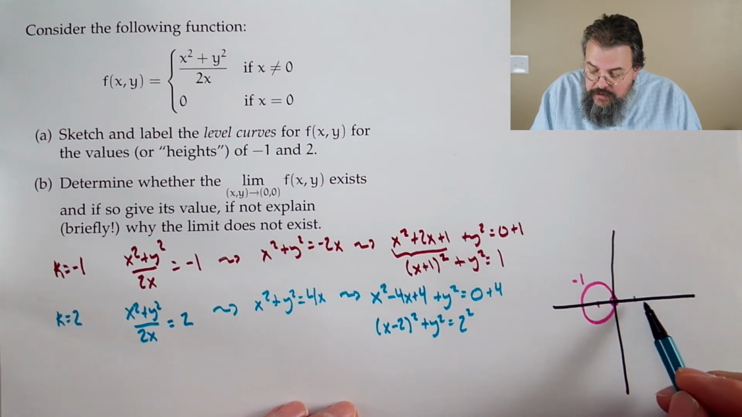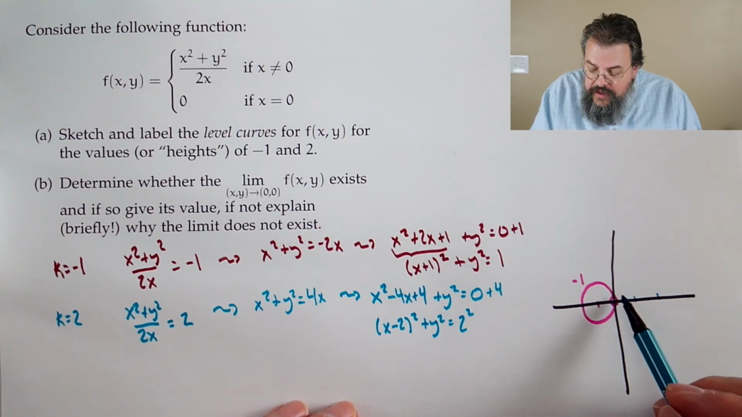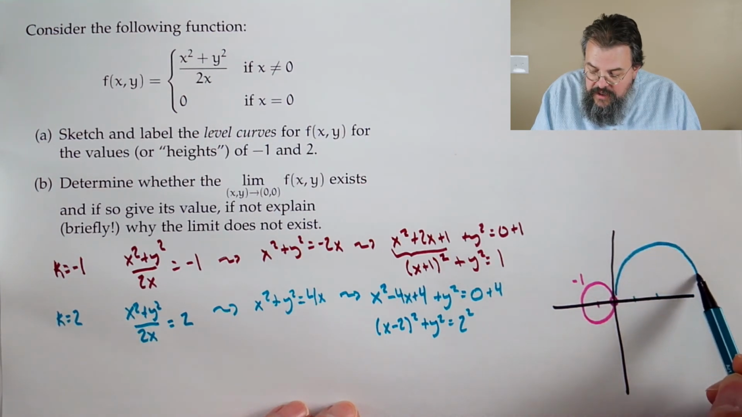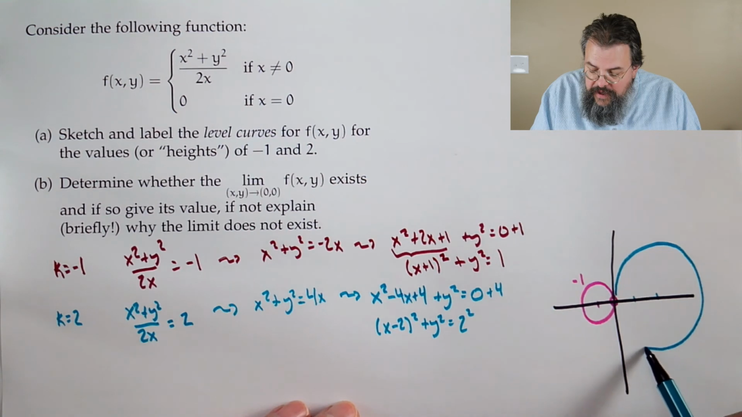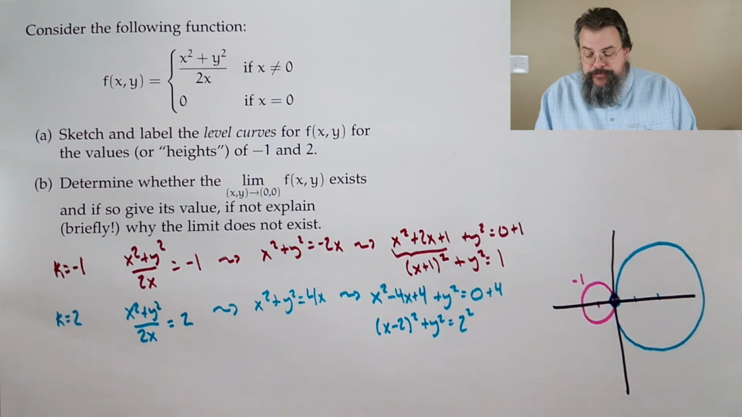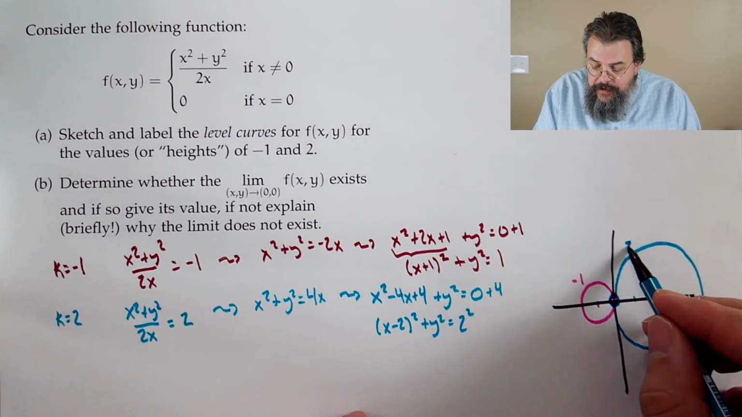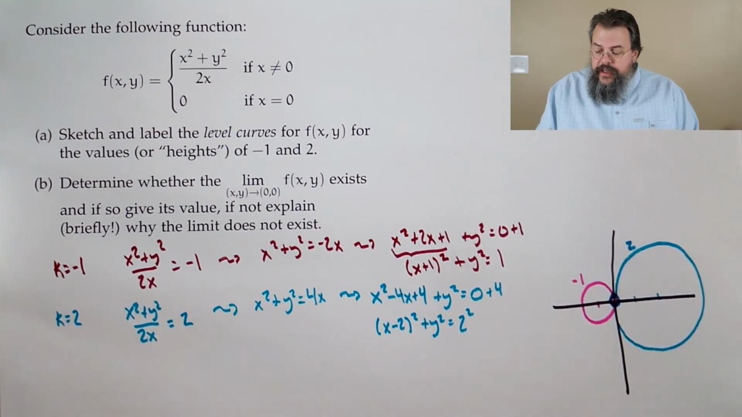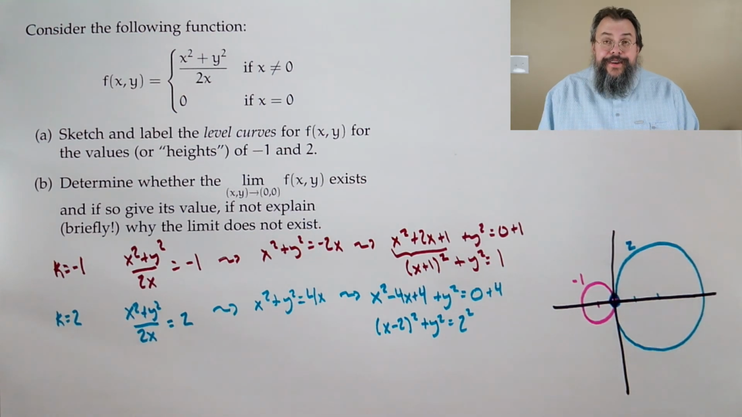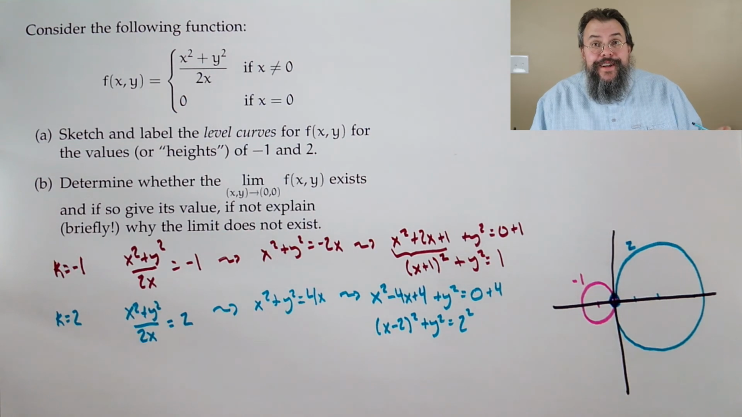So let's see, 2, there's our center. Radius 2. So it would look something like that. But again, not including the origin. Okay, so there we go. There's our level curves. It's a big circle and a little circle right next to each other. How adorable. Okay, great. Part A is done.